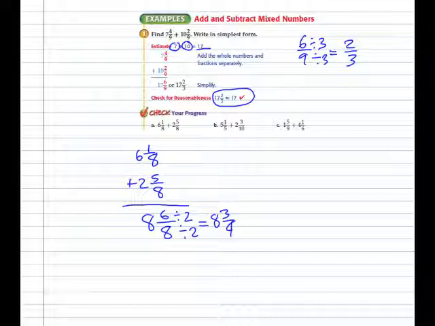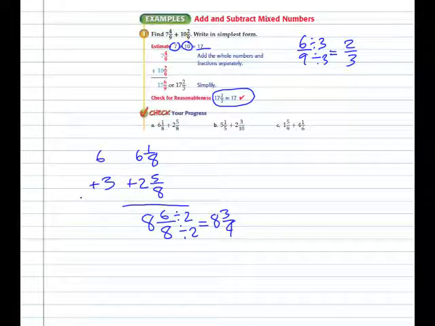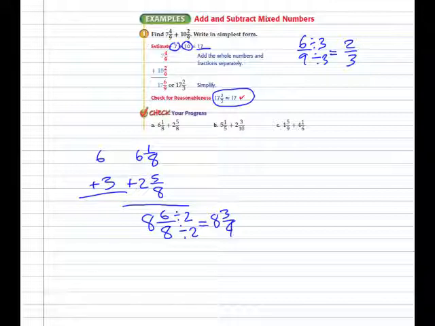Now, we didn't estimate. We should go back and do that. We have 6 plus 3. Rounding 6 and 1/8 to the nearest whole number, which would be 6. Rounding 2 and 5/8 to the nearest whole number, which would be 3. Our estimate is 9, which gives us a reasonable answer of 8 3/4 based on that estimate.